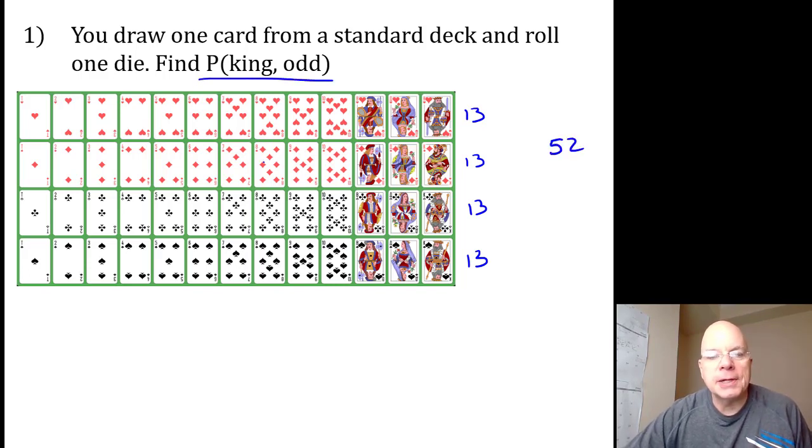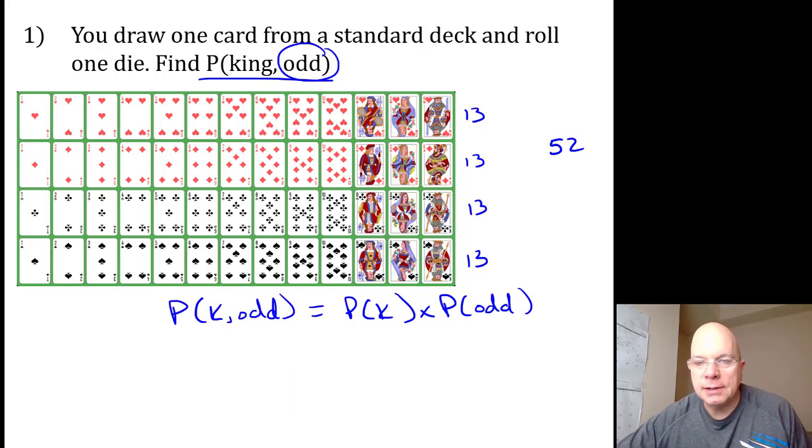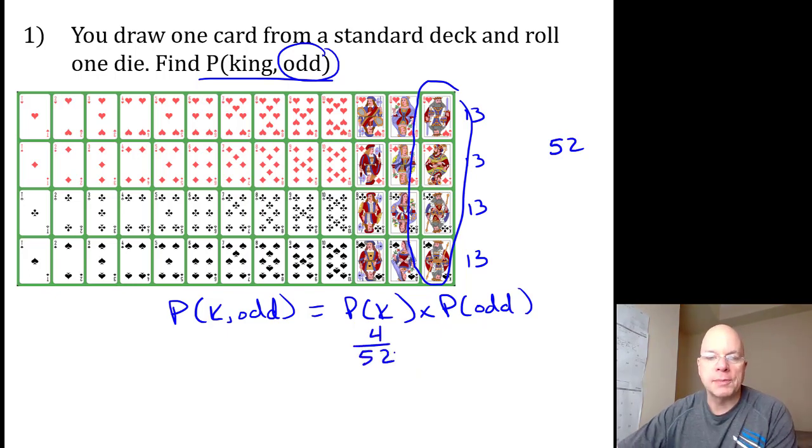So if we want the probability of picking a king from a standard deck of cards, which is shown, and then rolling 1 die and getting an odd number, it's equal to the probability, let me write it down here, probability of king followed by an odd number on a die is equal to the probability of picking a king multiplied by the probability of rolling an odd number on a standard die. And the probability of a king, you see the 4 favorable outcomes here. Out of 52 possible outcomes, favorable to possible is probability.